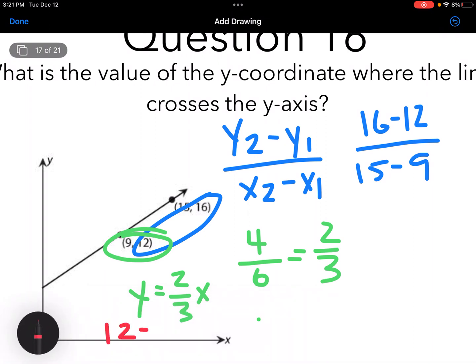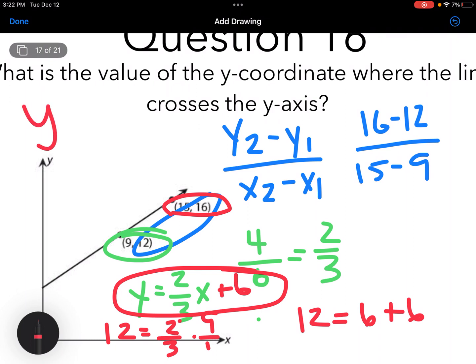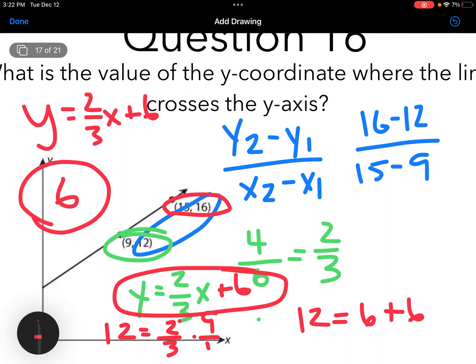So 12 equals 2/3 times 9 over 1. So 18 divided by 3 is 6. So 12 equals 6. So what am I going to add or subtract to 6 to get to 12? I'm going to add 6. So I'm going to add 6 here. So let's check to see if that works. So 2 times 15 is 30. 30 divided by 3 is 10. 10 plus 6 is 16. So my equation is y equals 2/3 x plus 6. So where does it cross the y-axis? At 6.